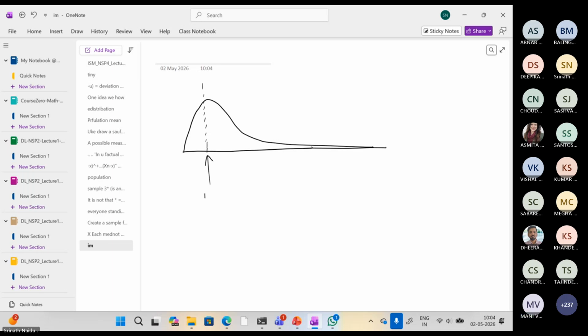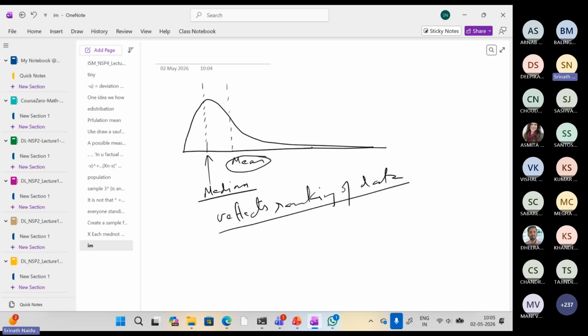And where is the mean? The mean will be somewhere here. So the median reflects the ranking of data. If I say the median is 50%, that means this is the point such that 50% of all of the given data is to the left of this point and 50% to the right of it.